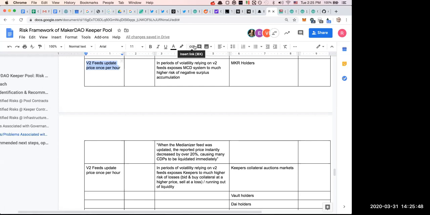Well, once again, the new price is not applied immediately. The new price is set to a special, let's say, variable, new price, and everyone can check it, but it is not applied, and no one can call the bite method and liquidate walls.